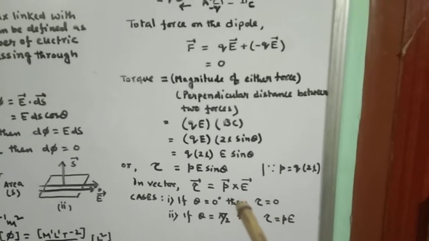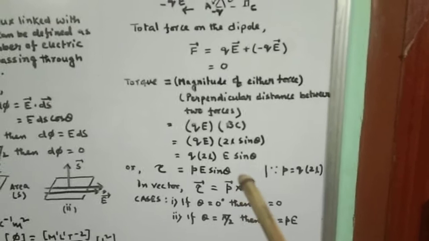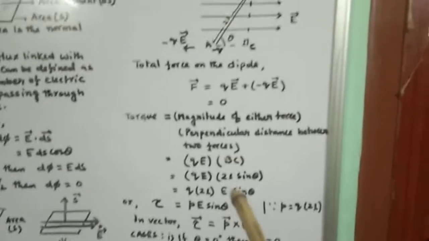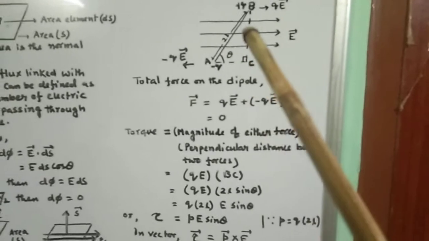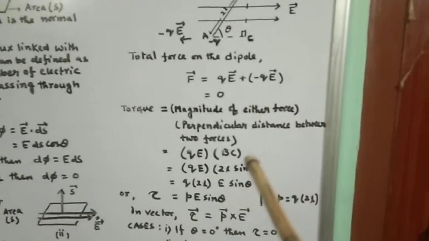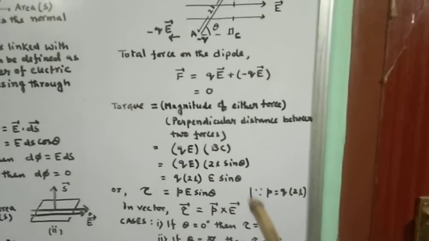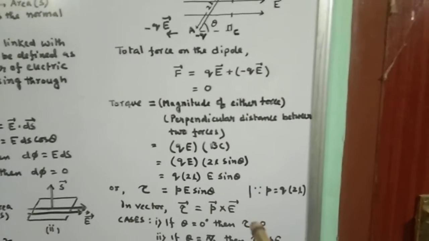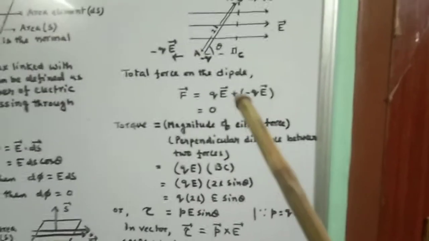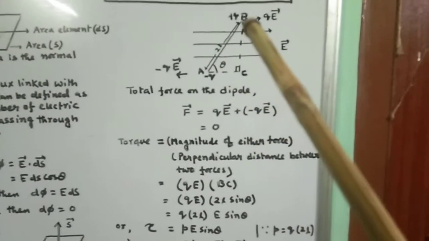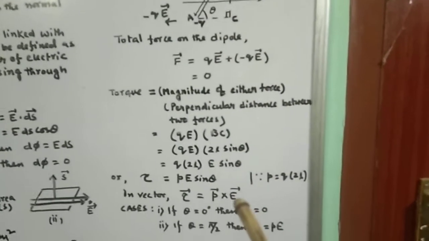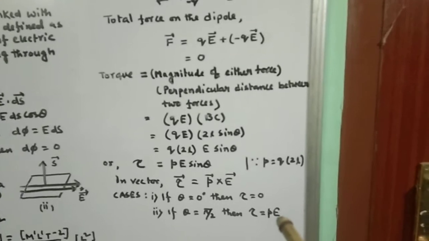Now you can go for two conditions for the values of theta. If theta equals 0 degrees, this means the dipole is along the direction of the field. In that case torque comes to 0 because sin 0 is 0, that's why torque goes to 0. If theta equals pi by 2, it means the dipole is perpendicular to the direction of the electric field. So ultimately we will get tau equal to pE.